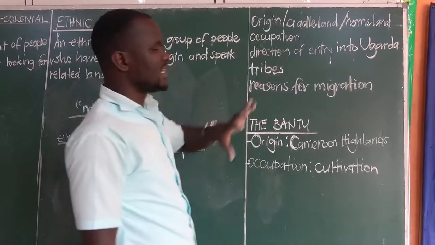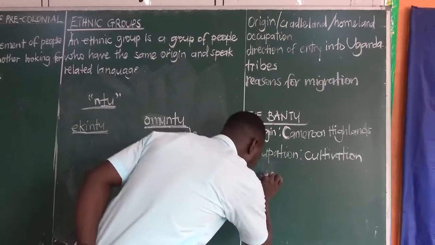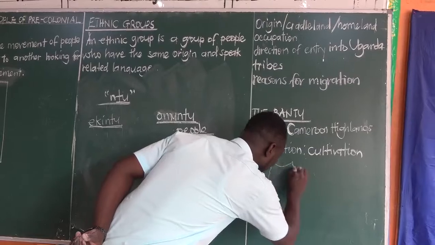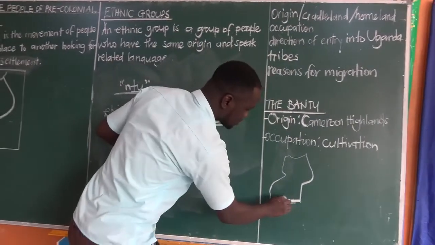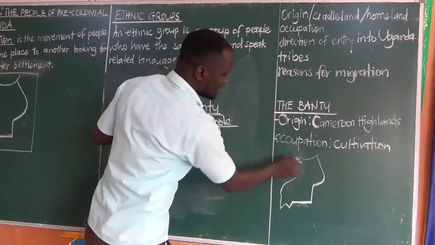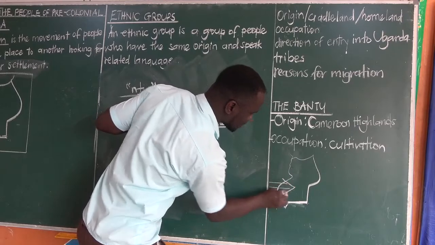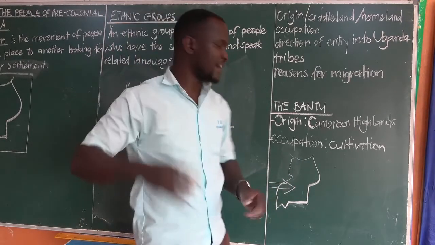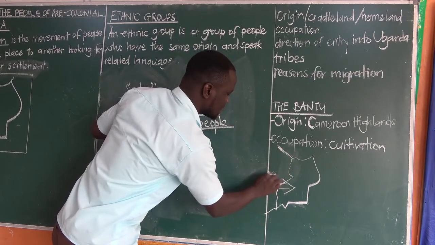Which direction did they enter when entering Uganda? Now here, we shall need to have our map to guide us. We are having a map of Uganda to show us which direction this Bantu took while entering Uganda. So we shall say that this Bantu entered Uganda through the western direction. They came from the Cameroon highlands. They passed via a neighboring country to Uganda called the Democratic Republic of Congo.